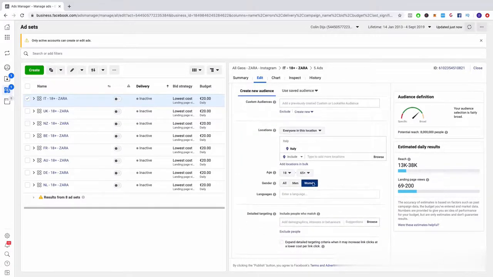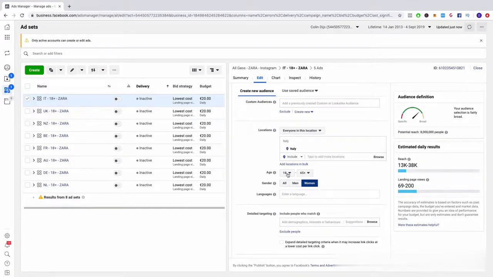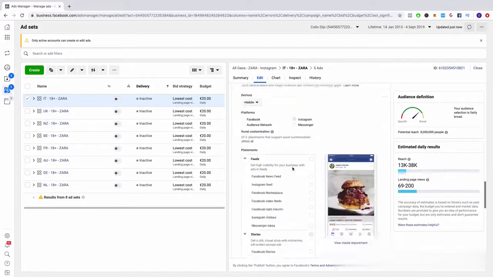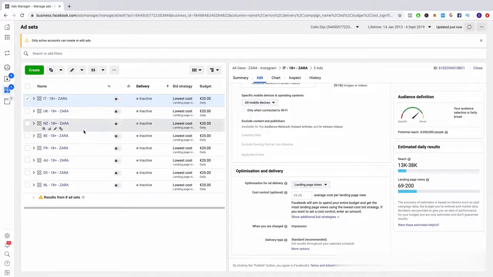It's only targeted to women and it runs broad, no interest targeting. 18 to 65 plus, only women. So the ad set name should have that it's only women in there. Then the placements are optimized to Instagram story ads, and it's optimizing for landing page views. I'm just going to check if all these campaigns are running broad.